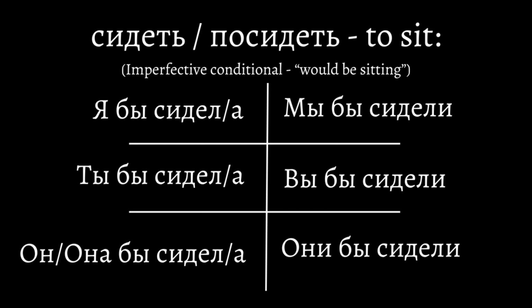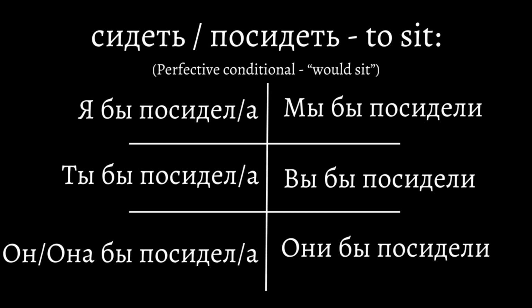In the perfective, the conjugations are the same, but with the prefix по, and the meaning is would take a walk. Here, we have сидеть and посидеть. They both mean to sit, and they end in еть. In the imperfective, the conjugations are я бы сидел, I would be sitting, masculine. Ты бы сидела. You would be sitting, feminine. And мы бы сидели. We would be sitting. In the perfective, the conjugations are the same, but with the prefix по, and the meaning is would sit.